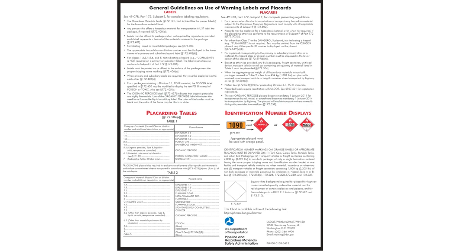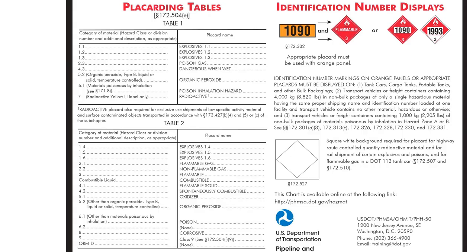If you take the number away and you just have a flammable placard with no number, that is a non-bulk placard. Now we're going to get into the table 1 and table 2 here in just a little bit, so we're going to skip over that. Actually, we can talk about it right here.